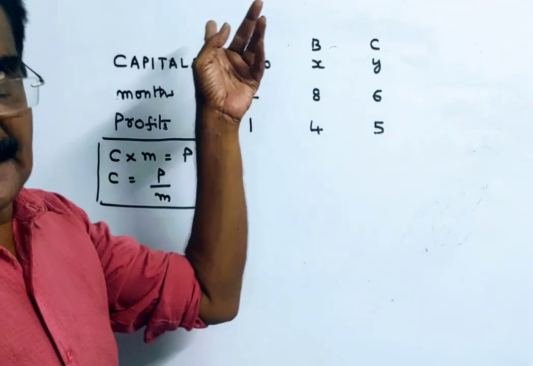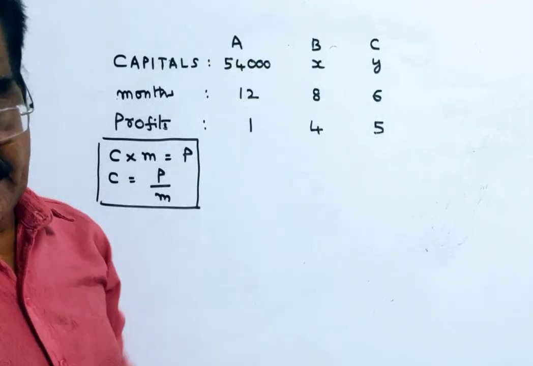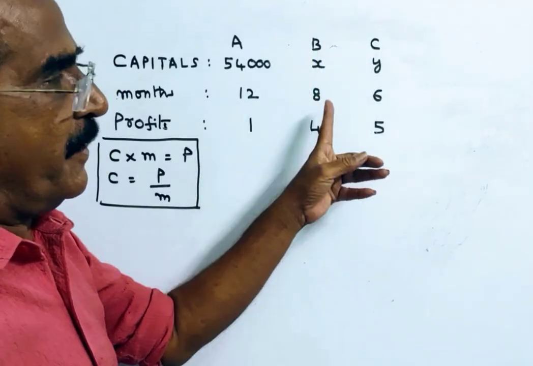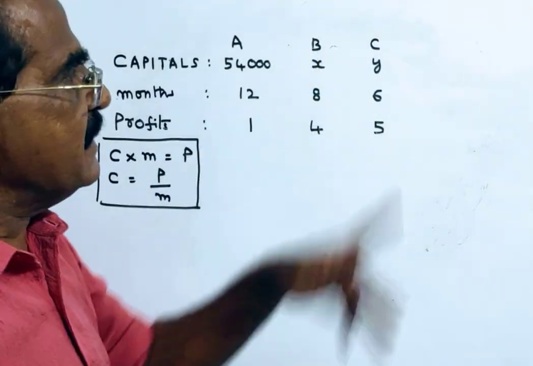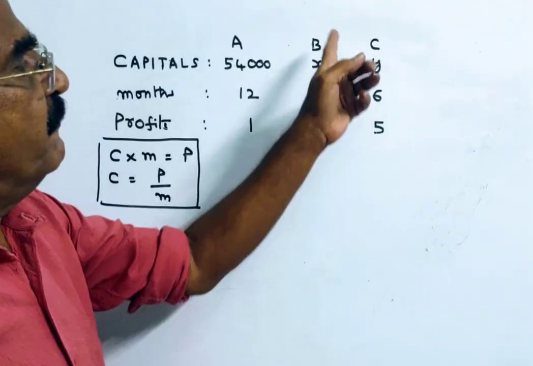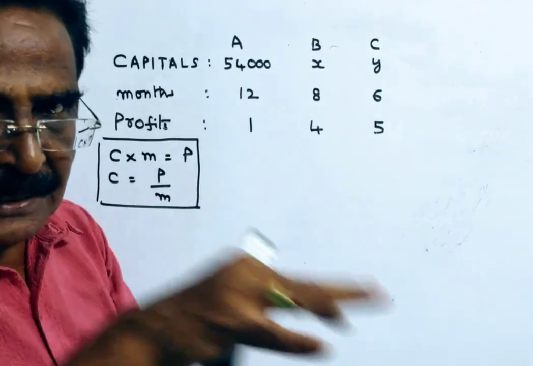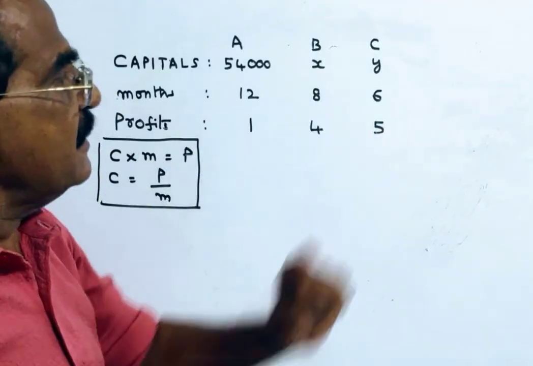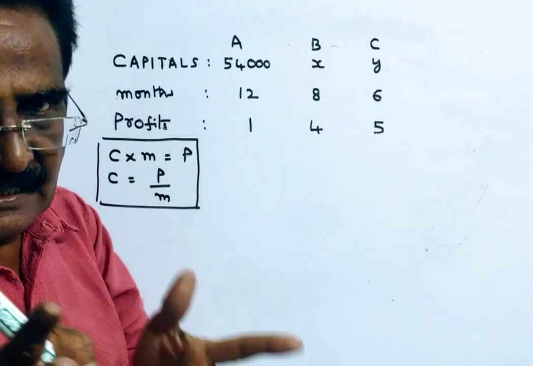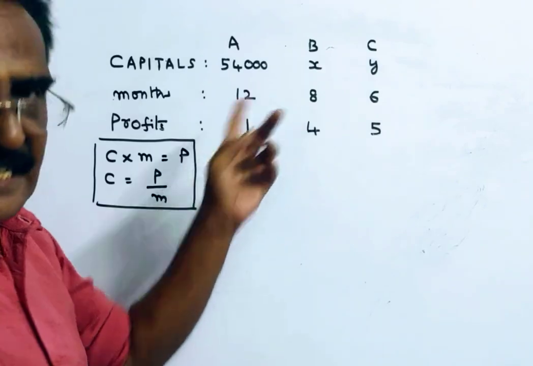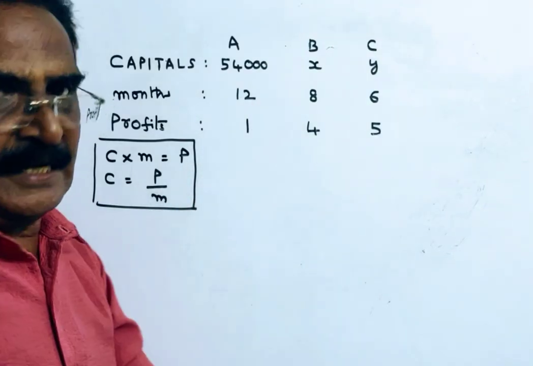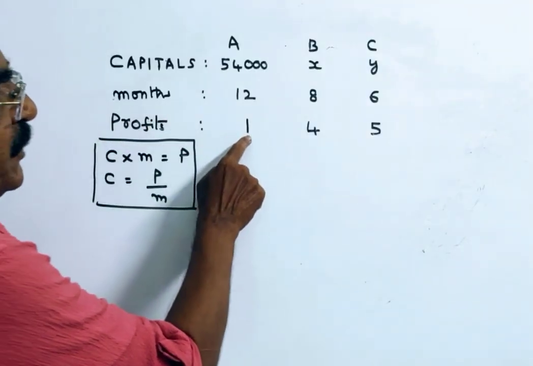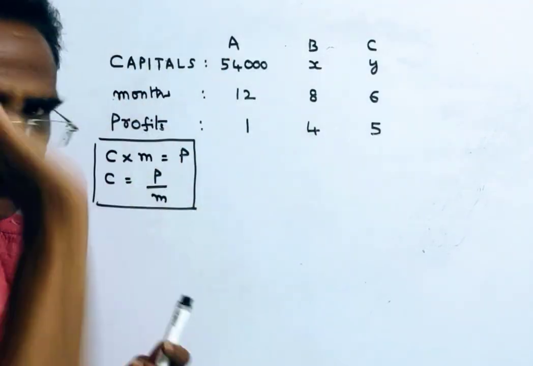Friends, A started a business with rupees 54,000, and after 4 months B joined, and after 6 months C joined. After 4 months B joined means B was in the business for 8 months, and C was in the business for 6 months. A was in the business for the entire 12 months. Now their profits are in the ratio 1 is to 4 is to 5.